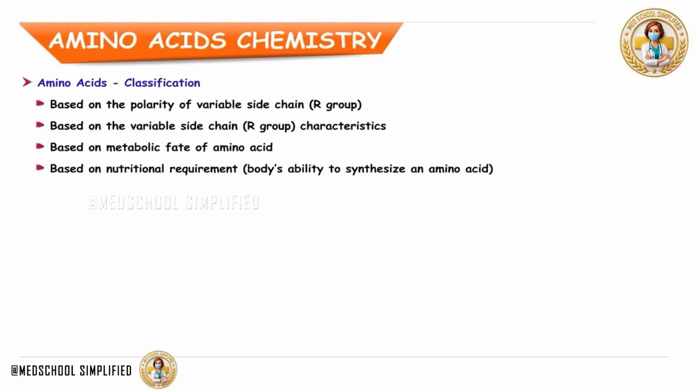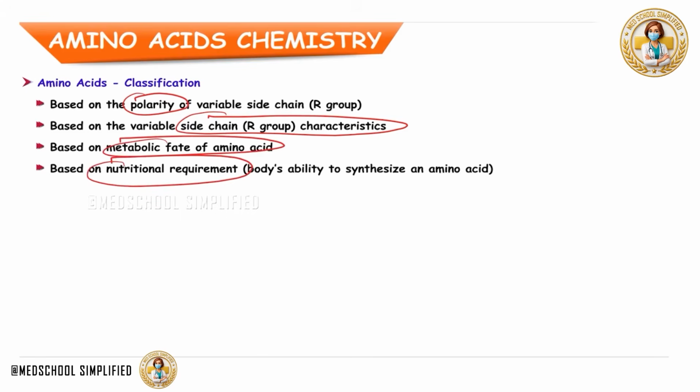Now let's look at the classification of amino acids. Amino acids can be classified in different ways: based on the polarity of the variable side chain, the polarity of R groups; based on the side chain characteristics, that is, the R group characteristics; based on the metabolic fate; and also based on the nutritional requirement. So basically we are looking at 4 classifications of amino acids. Let's look into each one of them.